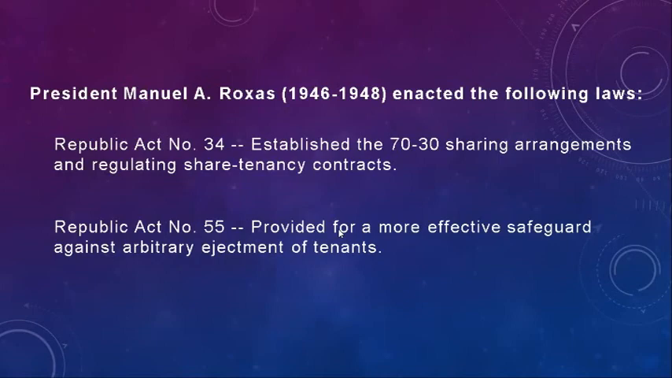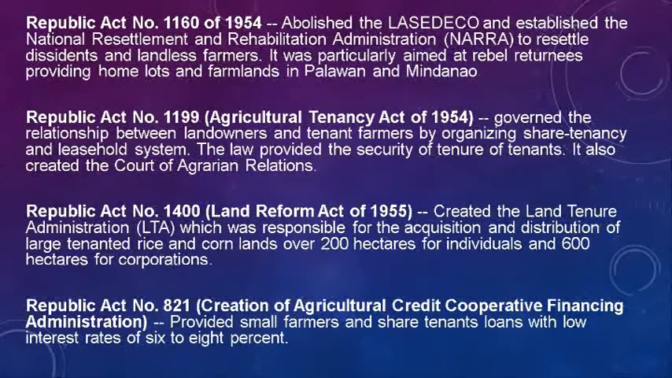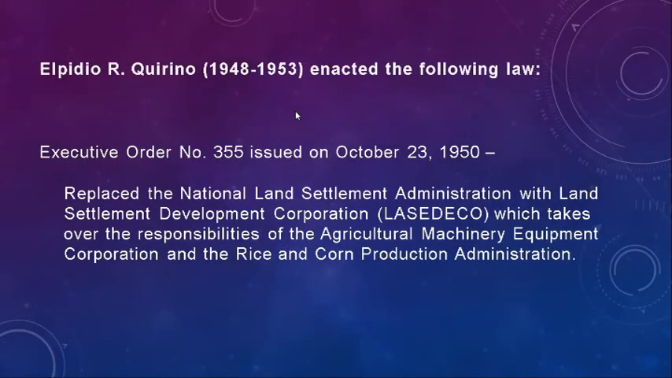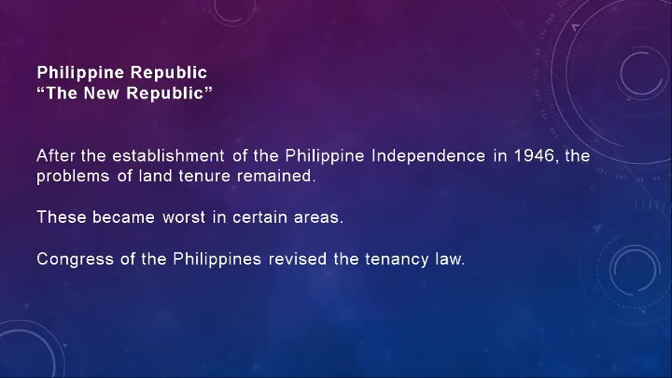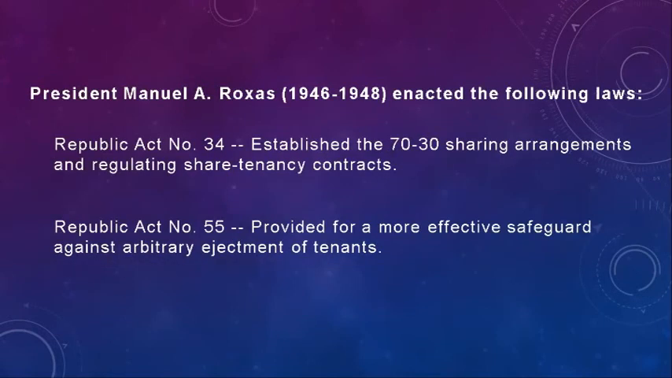That there were actually several presidents that really took it to themselves, or took it to their administrations, some tenancy laws. Okay, so they enacted several laws, like Act number 34, which established a 70-30 sharing arrangement and regular sharing, regulating shared tenancy contracts. And then Republic Act number 55 provided for a more effective safeguard against arbitrary adjustment of tenants.